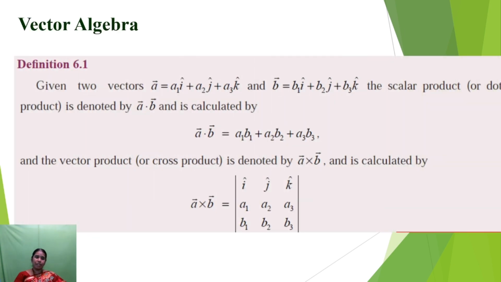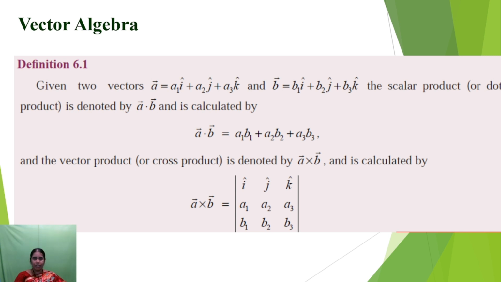Next chapter, vector algebra. Two vectors are said to be scalar. A vector is equal to a1i plus a2j plus a3k, and similarly the b vector. Then the scalar product or dot product, both are the same. The scalar product is defined as a dot b is equal to a1 b1 plus a2 b2 plus a3 b3.